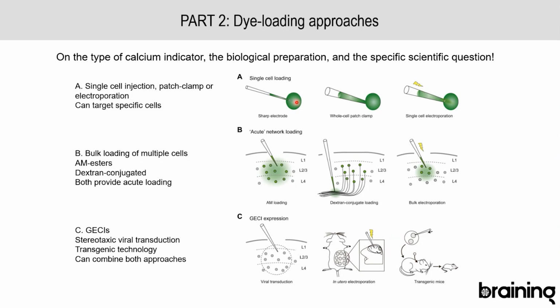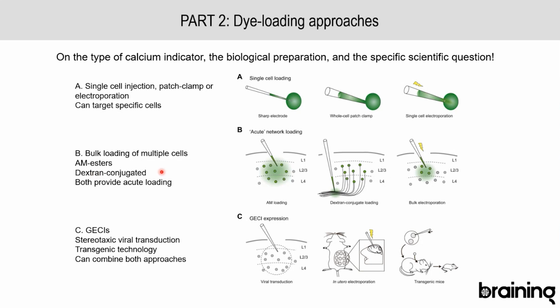So imagine you want to record the calcium signaling in only one neuron, for instance, to see if the different parts of the neuron respond differently in terms of calcium to the stimuli, or you can also apply the same way of thinking to an astrocyte. So we have to do this type of loading of the buffer. And then we have this bulk loading of multiple cells. Okay, we can use the AM esters, the dextran conjugated, and both provide acute loading.